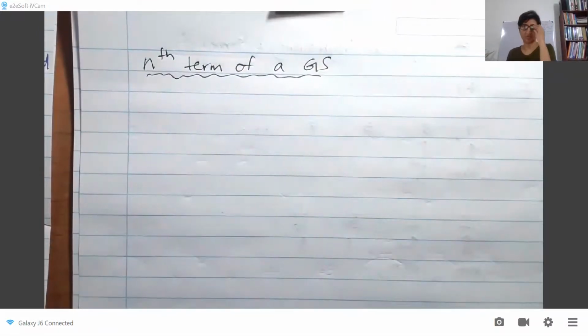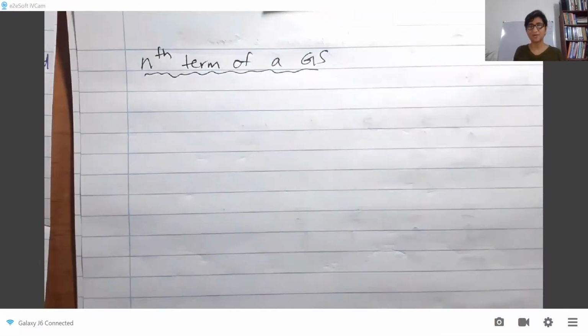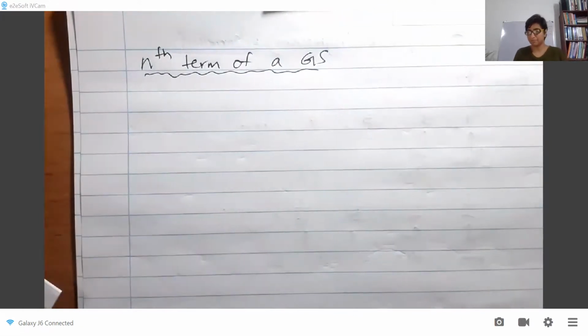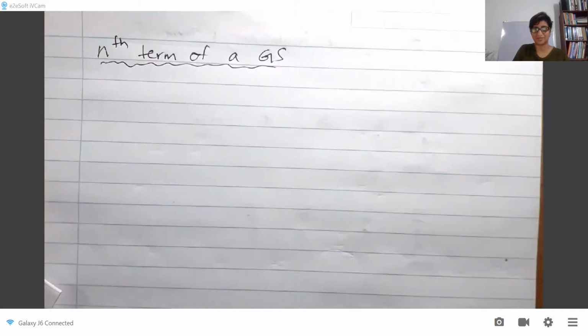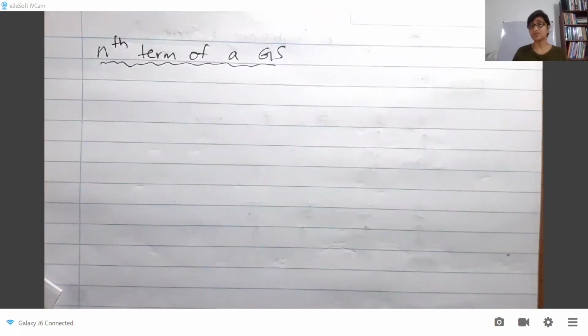Nth term of a geometric series. Now you can develop this little note. We are going to derive a formula to find the nth term of a geometric series. So let's take a general geometric series whose first term is A and the common ratio is R. Let's start the same way we did. So let's write and do it.